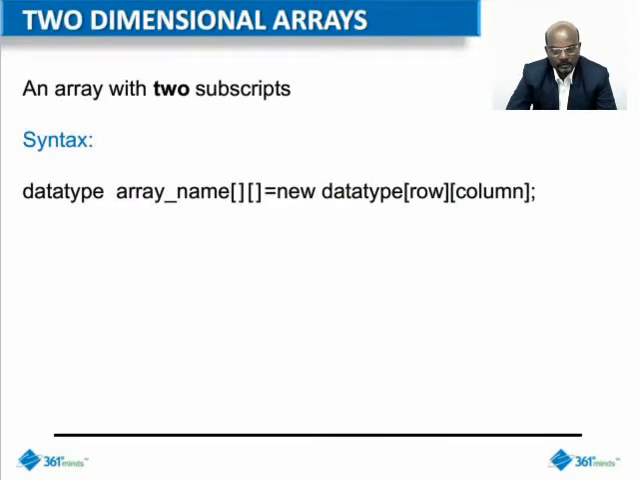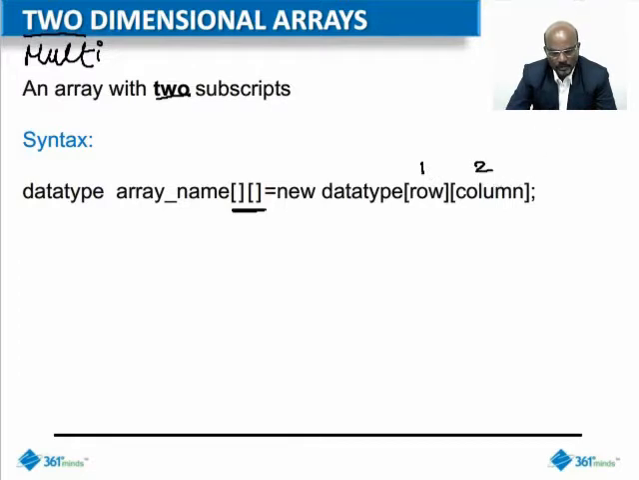A two-dimensional array comes with two subscripts. So here I've mentioned it as two-dimensional array, but you can simply name it as a multi-dimensional array also, because anything equal to 2 or more than 2 is a multi-dimensional stuff. Now I am declaring the array name with two subscripts, or in other words, two square brackets, and I'm creating an object with a data type name. The first subscript will denote the row and the second subscript will denote the column.